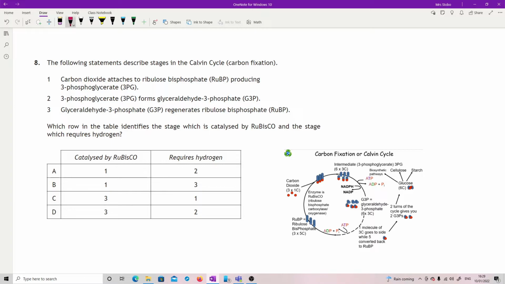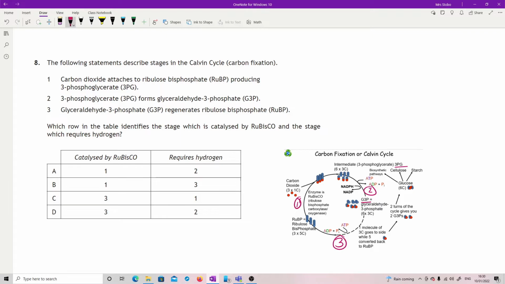3-phosphoglycerate, or 3PG, forms glyceraldehyde 3-phosphate, G3P, and then your G3P regenerates ribulose bisphosphate, RuBP. So we've got RuBP going to 3PG. This is number 1 happening there. Number 2 is where we have the conversion between 3PG and G3P. Always difficult. And then we've got this coming back the way for the regeneration of ribulose bisphosphate.